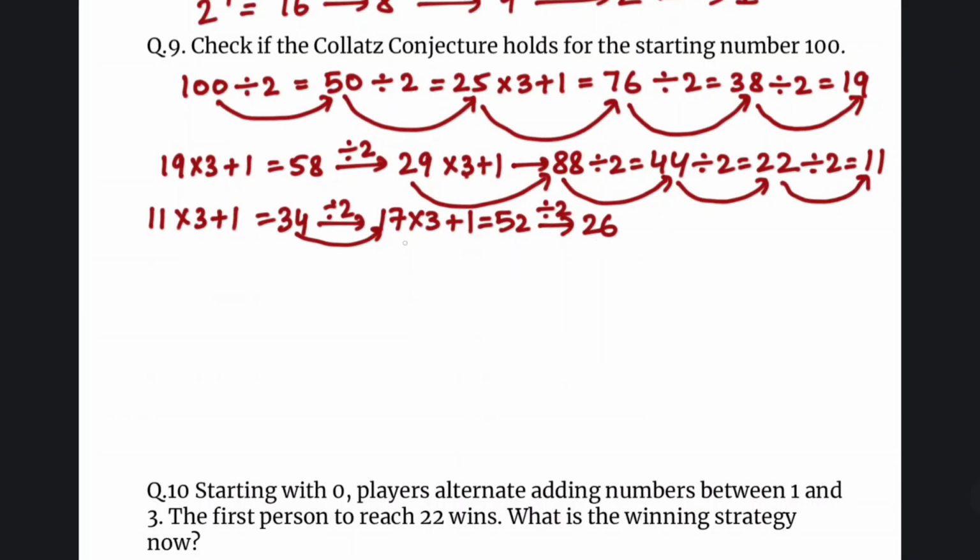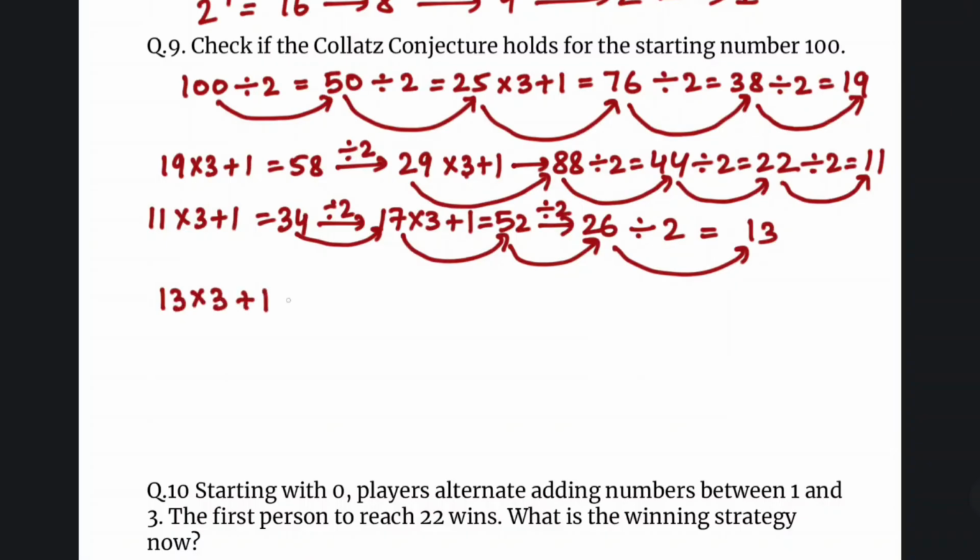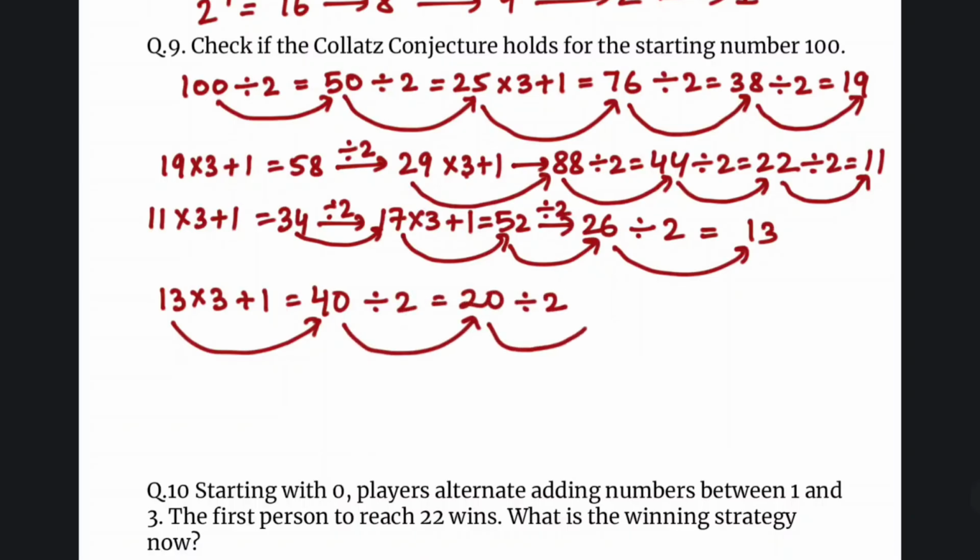Now 26 is an even number. Divided by 2 is equal to 13. Now 13 is an odd number. So 13 multiplied by 3 plus 1 is equal to 40. 40 divided by 2 is equal to 20, an even number. So divided by 2, it is equal to 10. 10 divided by 2 is equal to 5. Now 5 is an odd number. So 5 into 3 plus 1 is equal to 15 plus 1 is 16.